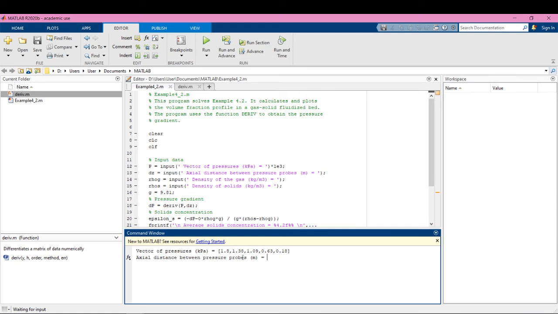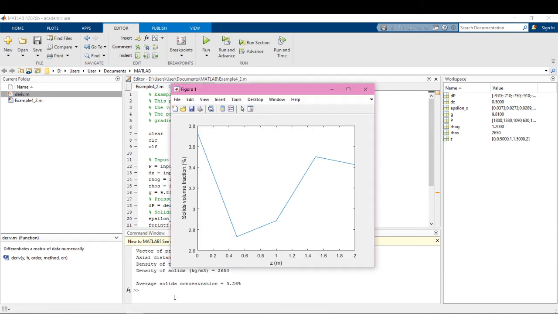And the axial distance of the pressure probes is 0.5 meters apart each. The density of the gas is 1.2, and the density of the solid is 2650. And the average solid concentration is given to be 3.26%. Now we should see a figure showing up here.